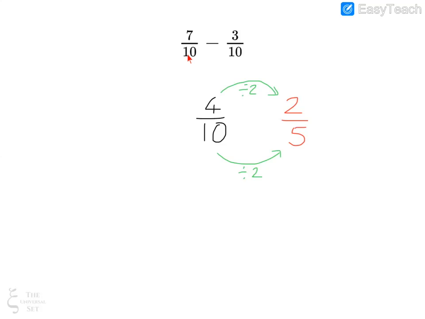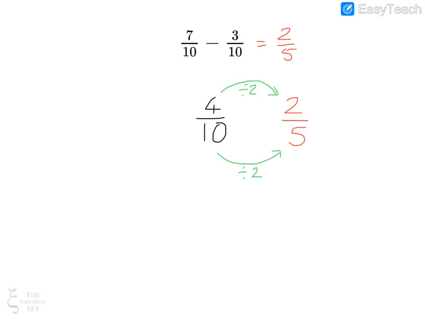So 7/10 take away 3/10 is the same as 2/5. There we go, that's our answer. And what did we have to do? We had to take 3 away from the 7, and that's how many tenths we've got, but then we had to spot that we can simplify that, so it's 2/5 is my answer.